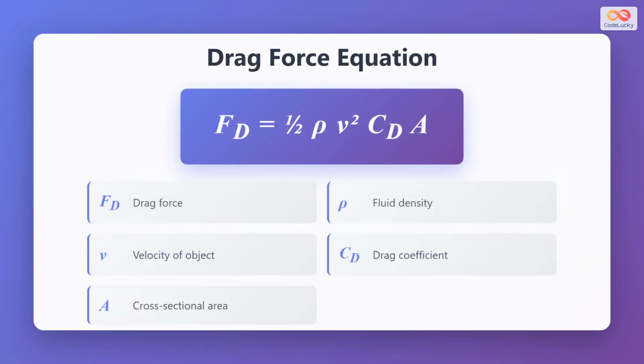The drag force equation is F_d = 1/2 ρ v² C_d A. Here, F_d represents the drag force. ρ is the fluid density, v is the velocity of the object, C_d is the drag coefficient, which depends on the object's shape, and A is the cross-sectional area perpendicular to the flow.